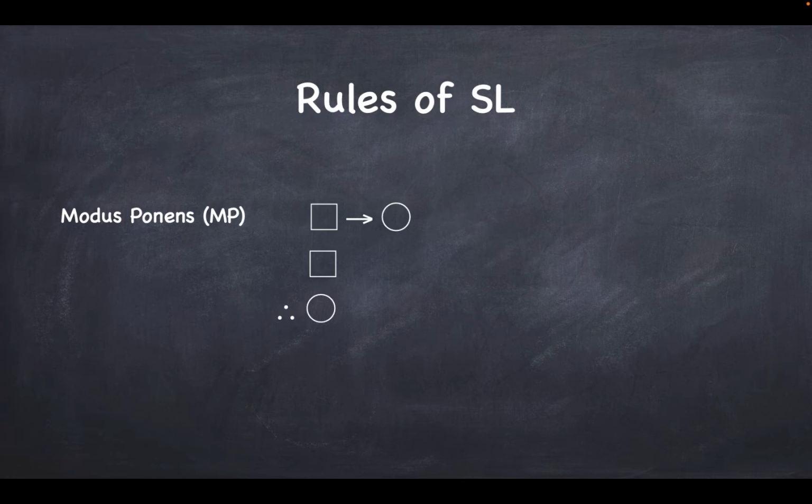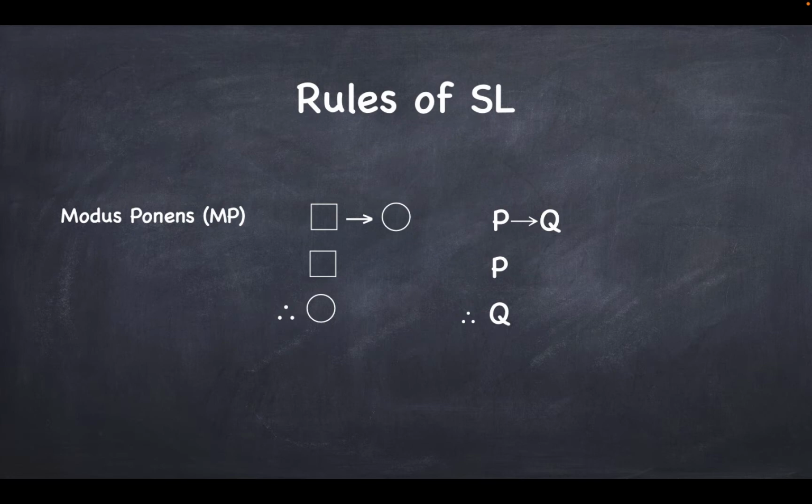So modus ponens has the form: if you have a conditional on a line of the form if box, then circle, and then on another line, you also have box, you can conclude that circle, for any value of box and circle. So paradigmatically, P's and Q's. If P, then Q, P, therefore Q.